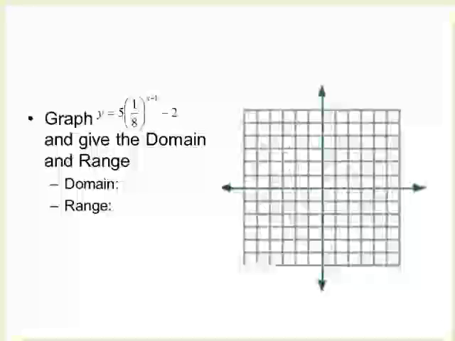What's the +1 do on the next graph? Push it to the left. Left one. Side-to-side shift goes backwards. And then with the -2, what's that do? Down 2.